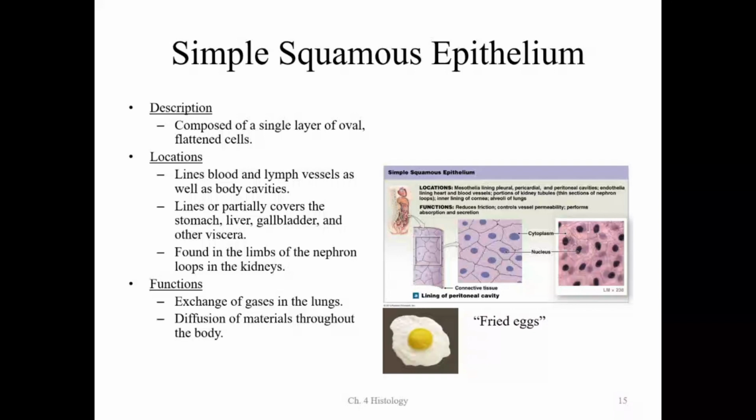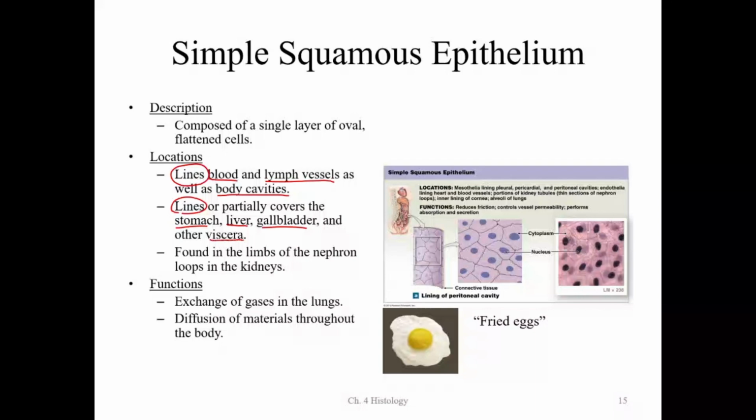Okay. Now, secondly, you need to know where they are in the body. Where are they located? And what do they do? What are their jobs? Okay? Now, first things first, let's look at simple squamous epithelium. One of the big things it does, you're going to find it in your lymph vessels, you're going to find it in body cavities. It lines blood and lymph vessels, okay? It lines things, so it might line the stomach, the liver, the gallbladder, and other viscera.